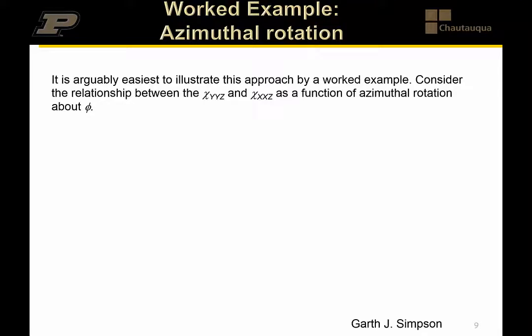Let's see how this all plays out with a worked example. We'll consider a local reference frame where we initially have these two non-zero tensor elements, χxxz and χyyz, and we're asking what happens if we want to rotate our reference frame about some angle phi. The rotation matrix for that is going to equal the following: cosine phi, negative sine phi, 0, sine phi, cosine phi, 0, 0, 0, 1.